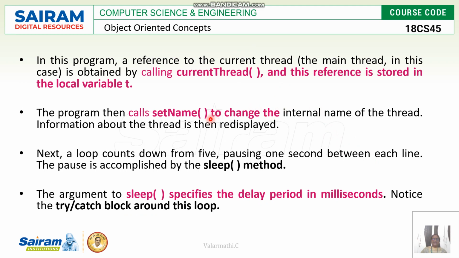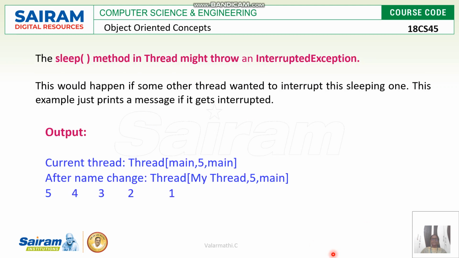In this program, actually this is the explanation of the previous program concept. By calling currentThread, the variable t obtains the reference of a thread. Then setName is mainly used to change the name of the thread, and it will sleep for a particular time by specifying the delay period in milliseconds. So it is done in milliseconds.